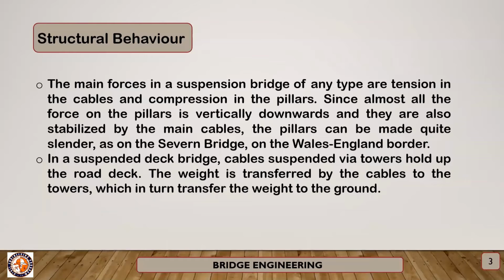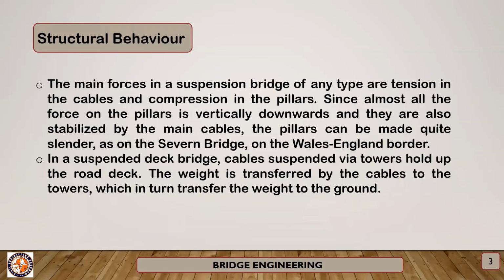For the structural behavior, the main forces in a suspension bridge of any type are tension in the cables and compression in the pillars. Since almost all the force on the pillars is vertically downward, and they are also stabilized by the main cables, the pillars can be made quite slender, as on the Severn bridge on the Wales England border.